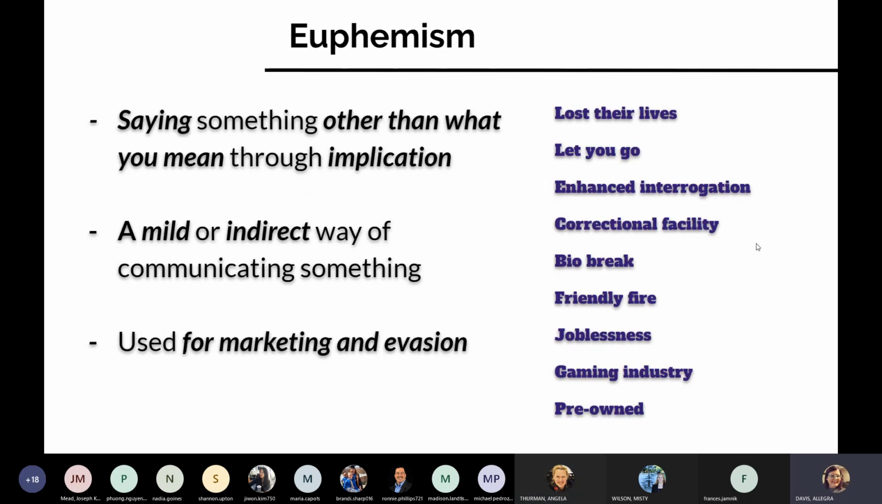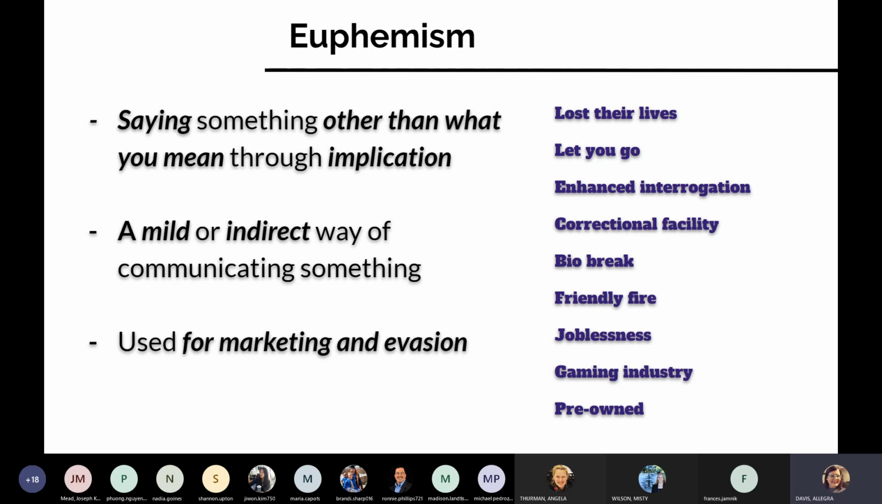Okay. Yes. So a euphemism, are you familiar with this word? Go ahead and explain what a euphemism is. So it's really saying something more politely or softening what you're saying. It's a mild or more indirect way of communicating something. Now, sometimes we do this to be polite, and sometimes we do this to be evasive.